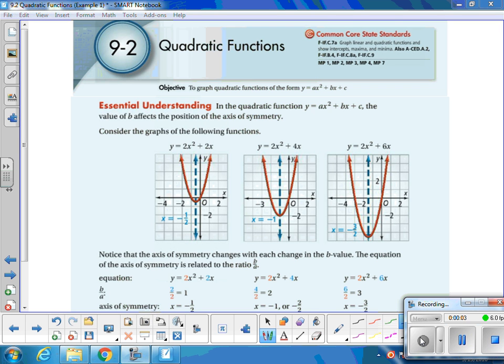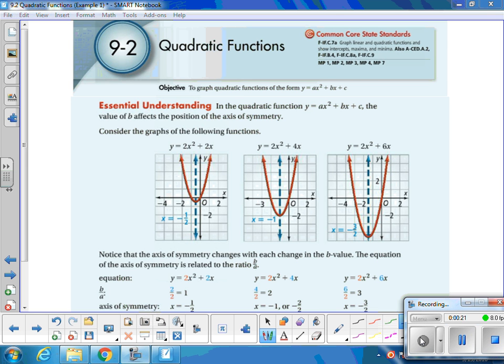Let us look today at quadratic functions. Our objective is to graph a quadratic function in the form of y equals x squared plus bx plus c. Now, in that quadratic function, the value of b affects the position of the axis of symmetry.